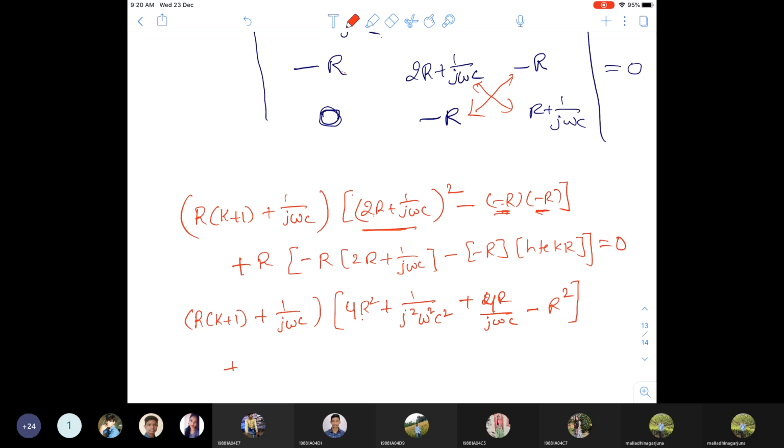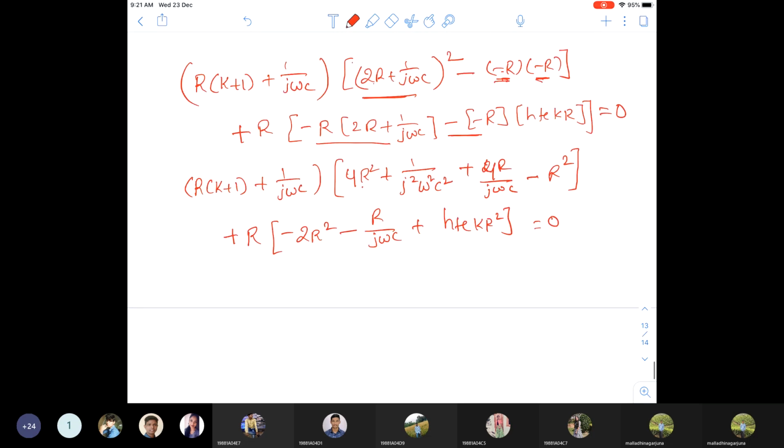Coming to the second term, plus R into, you multiply this, minus 2R square minus R by j omega C. Here minus of minus becomes plus. So if you multiply k, hfe k R square equal to 0.